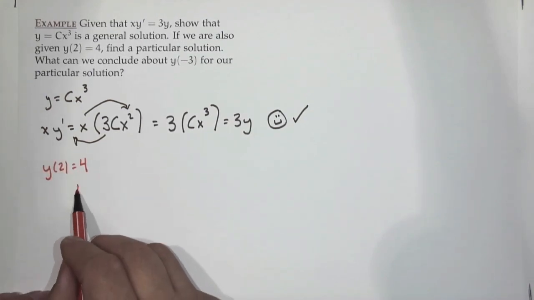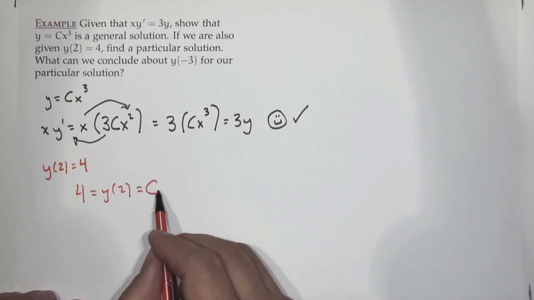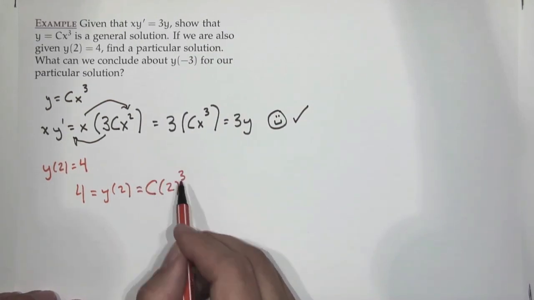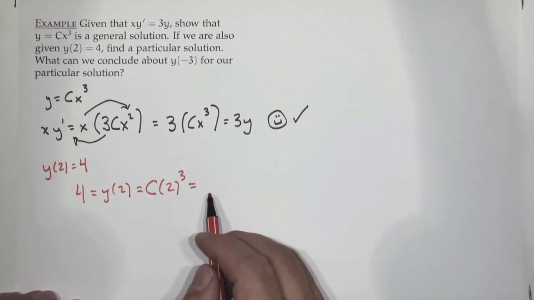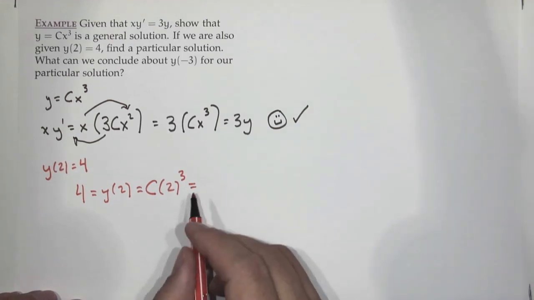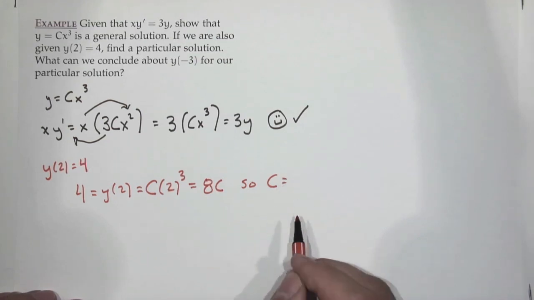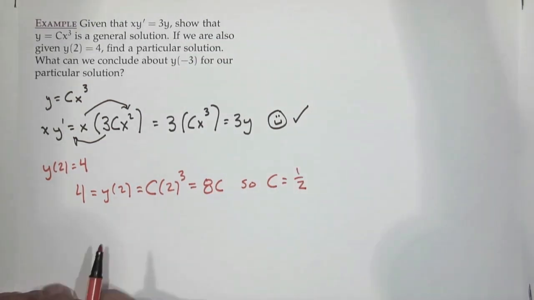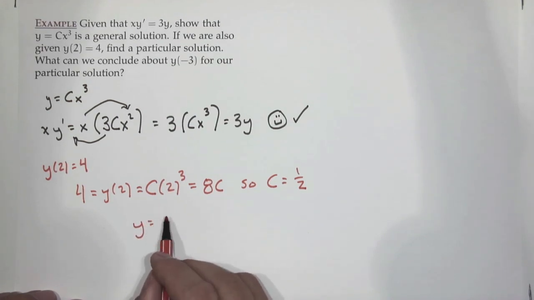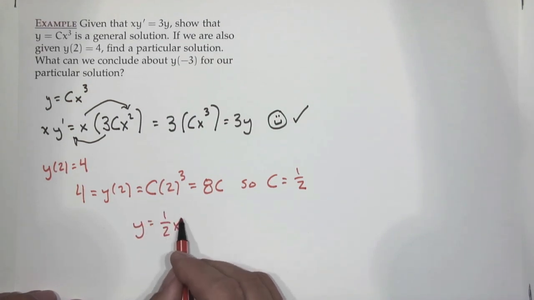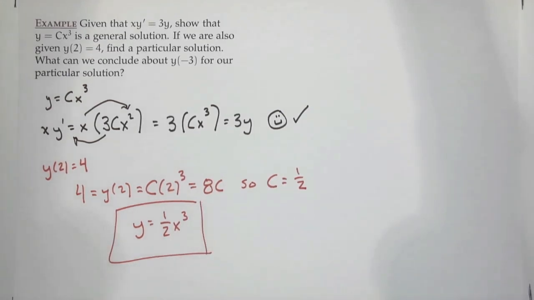So really we could say, okay, so 4, which is y of 2, should be some constant c times 2 cubed. Okay, 2 cubed is 8. 8 is enough, good. So what should c be? A half. All right, so it says find a particular solution. So now we have that our particular solution is y equals 1/2 x cubed. Beautiful. We're just like powering through here.